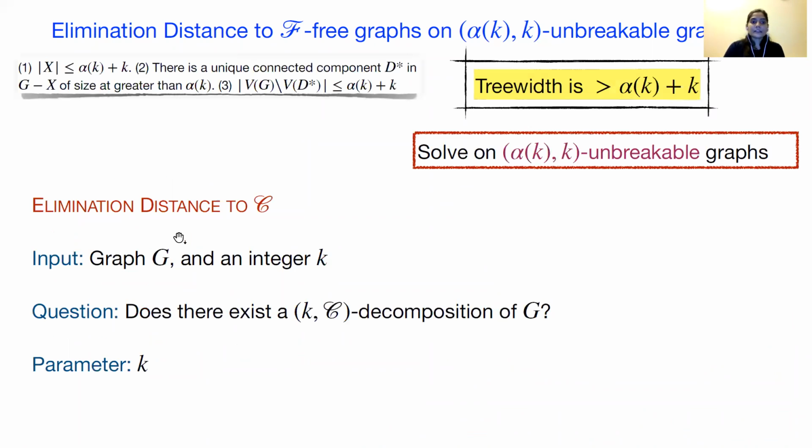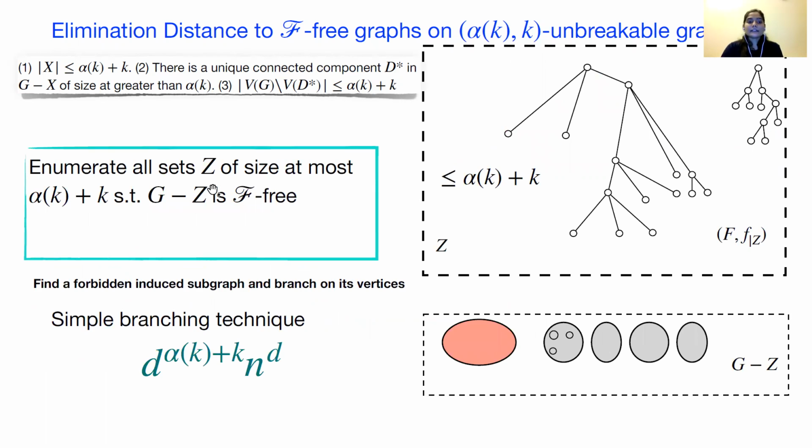Okay. So now I'll keep these properties in this top left corner for further reference. And let me repeat what case we are considering. We want to solve elimination distance to C when the input graph is alpha k comma k unbreakable, and the tree width is also large, that is, greater than alpha k plus k. And remember that we obtained a branching algorithm when we wanted to delete vertices to get bounded degree graphs, and we considered the size of the solution as the parameter.